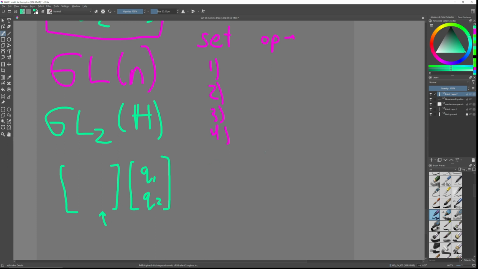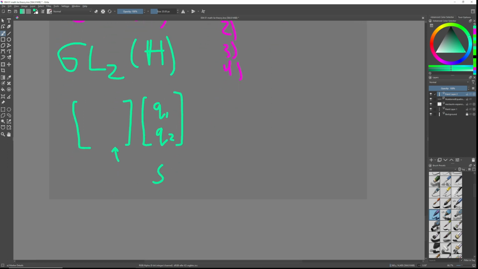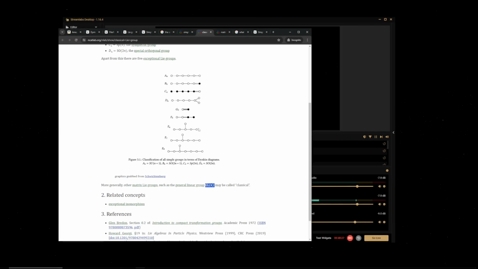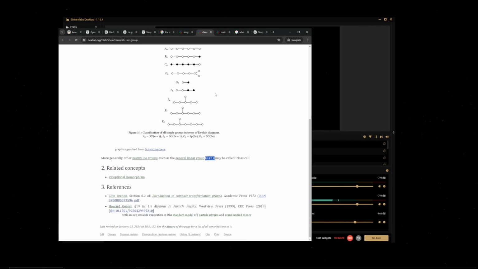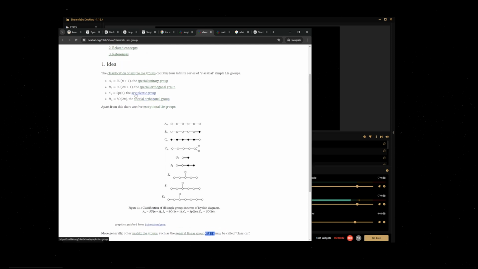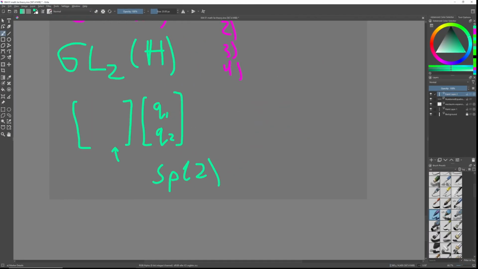And I think that this would be SP2. So here we had SPN, the symplectic group. And I think that's what that is. It's about transformation of sort of quaternionic vector spaces. And this SUN is transformations of complex vector spaces.